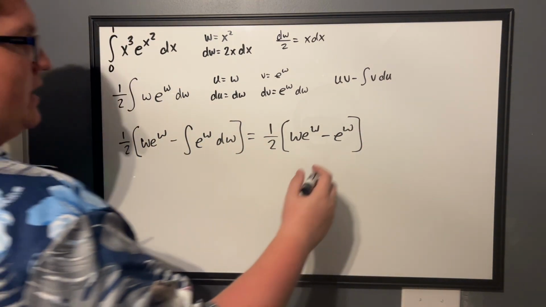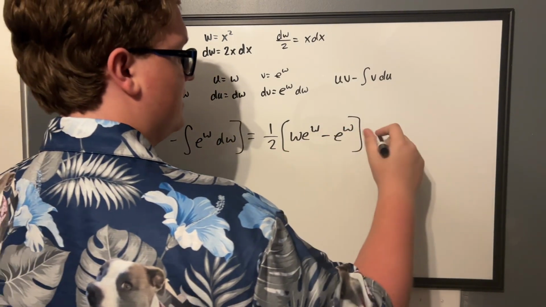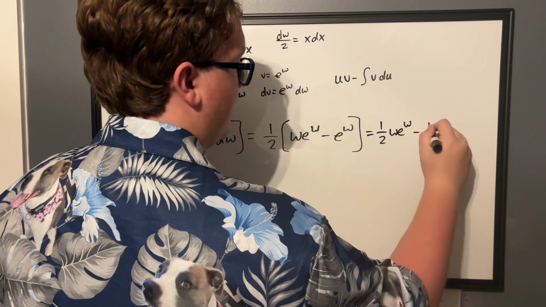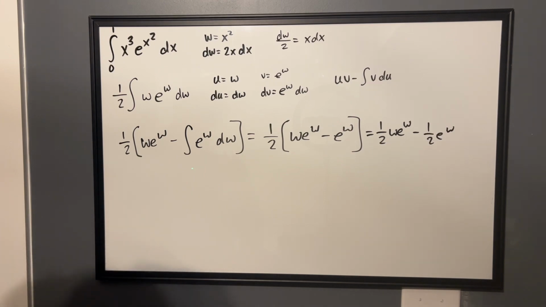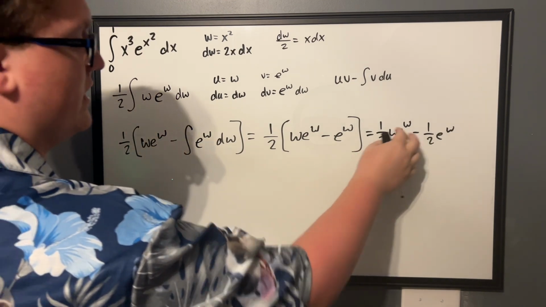I guess one more thing we can do is to make it a little bit simpler. We'll just multiply this 1/2 into everything. So we're going to have 1/2 w e to the w minus 1/2 e to the w. Okay, so now we've got the integral in the w world done, but we need to change this back into x. So remember w is x squared, so we're just going to replace that.